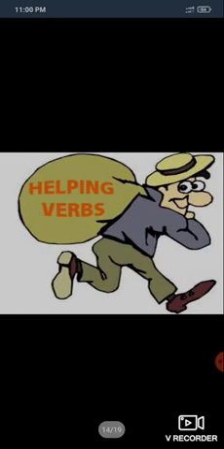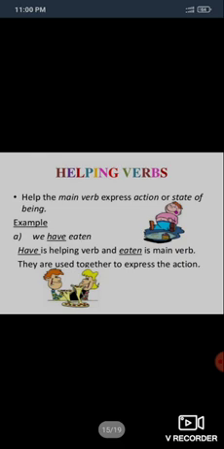Now the next type of verb is the helping verb, or we can also say auxiliary verbs. What are helping verbs? They help the main verb express action or state of being. It means they help the main verb, that is, they show which state of being the sentence is in. Helping verbs or auxiliary verbs are used with an action word or main verb. They are often used to show the tense of the verb and do not carry a meaning of their own.